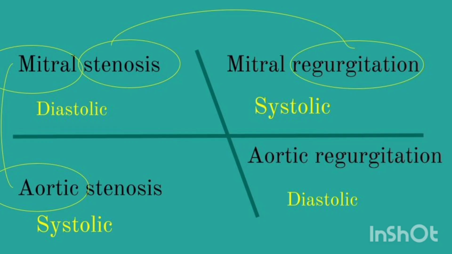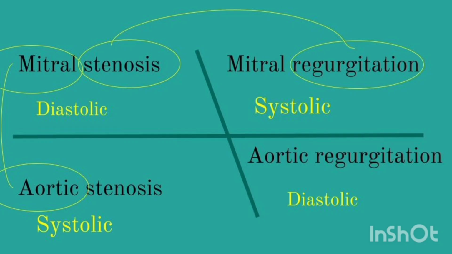Mitral stenosis, diastolic murmur. Now, change the stenosis for regurgitation. See here, mitral stenosis becomes mitral regurgitation. So you change the diastolic to systolic. And then again, if you change the mitral for aortic, then mitral stenosis becomes aortic stenosis, which again, diastolic became systolic. And if you change both the words, mitral becomes aortic, stenosis becomes regurgitation, then diastolic turns twice, then again diastolic.